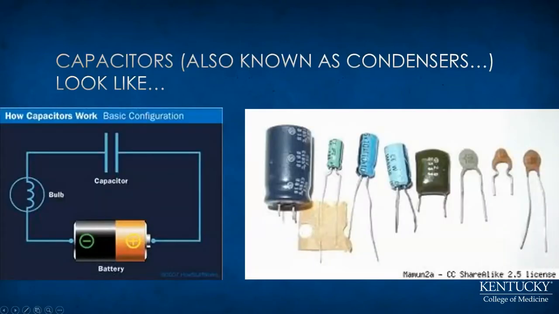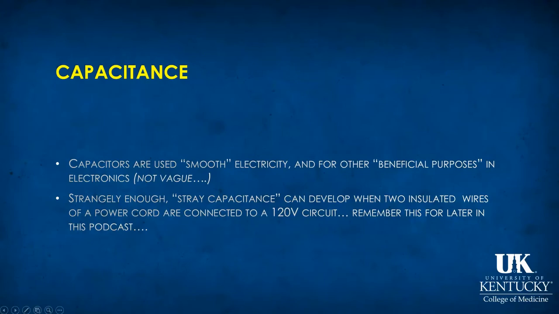So capacitors look like this. They're also known as condensers. You've seen things like this in electrical circuits, I'm quite certain. Capacitance: in the world of electronics and electricity, capacitors are used to smooth electricity and for other, quotes, beneficial purposes in electronics. That's not vague, but anyway, probably all you need to know from an anesthesiology point of view. But strangely enough, stray capacitance can develop when two insulated wires of a power cord are connected to a 120 volt circuit. Try to remember this for a little bit later in the podcast.